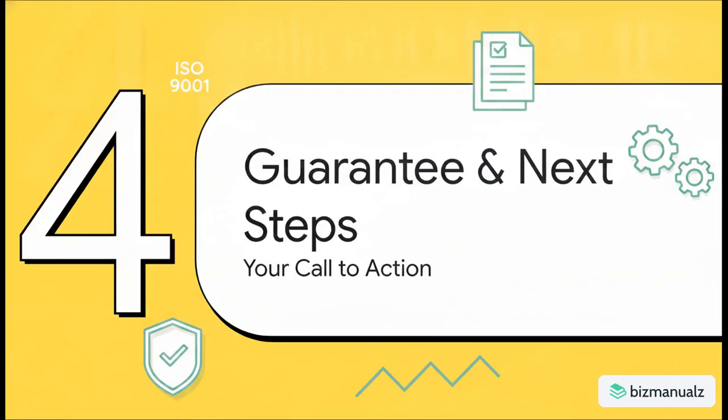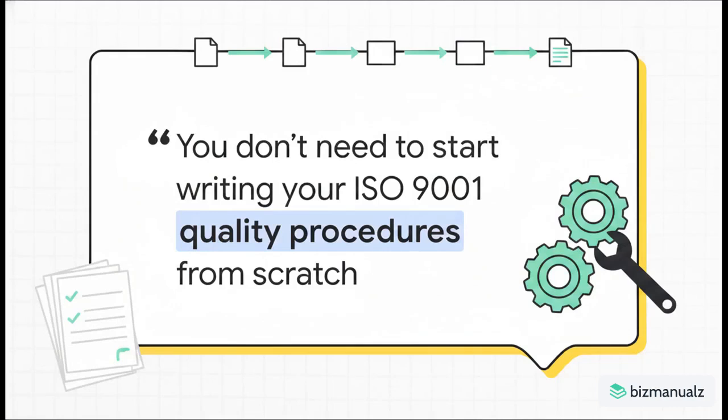Moving on to our final section, Section 4, Guarantee and Next Steps, which is your call to action. So we've seen what's inside this massive 400-plus page toolkit, and we've seen how the editable Word documents allow for instant implementation. To really summarize that core value proposition, I want to read a quote directly from the source material, because I think it just hits the nail on the head regarding the entire philosophy of this product. It says, "You don't need to start writing your ISO 9001 quality procedures from scratch. It's already been done for you." That right there is the ultimate time-saving benefit. It is a total paradigm shift from "we have to build this" to "we just have to customize this."